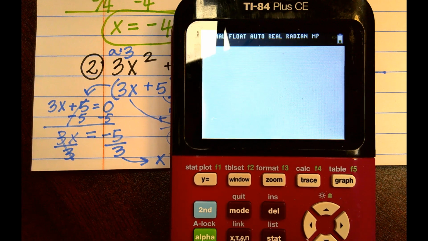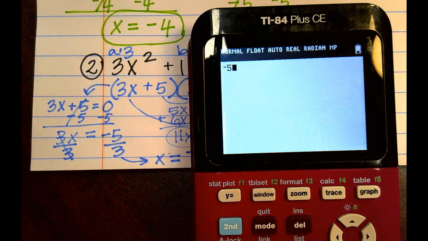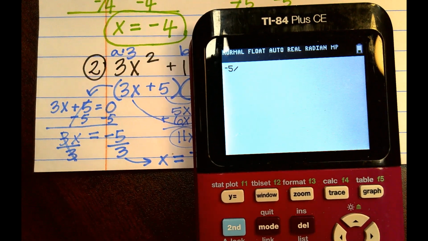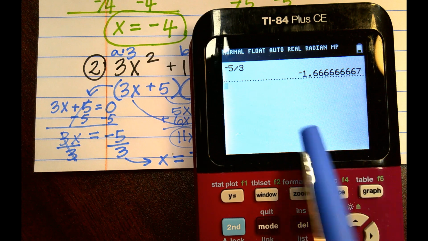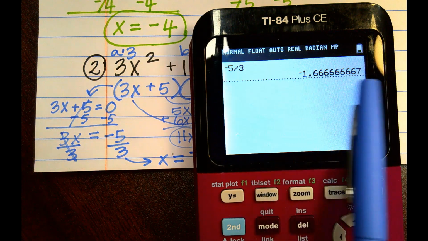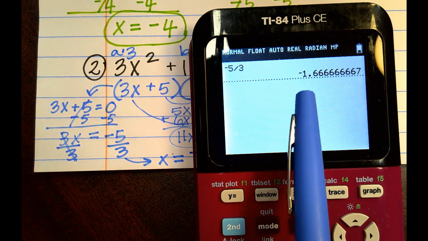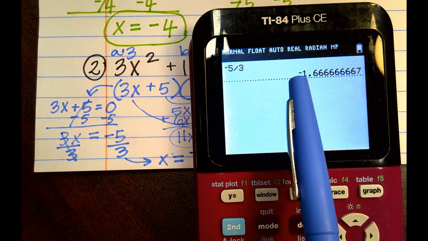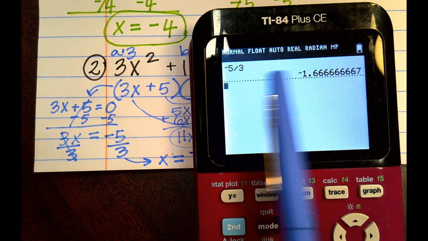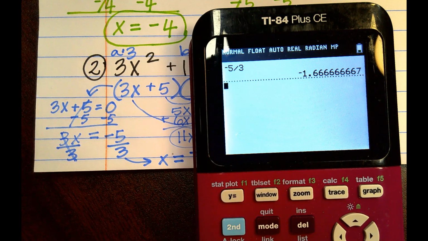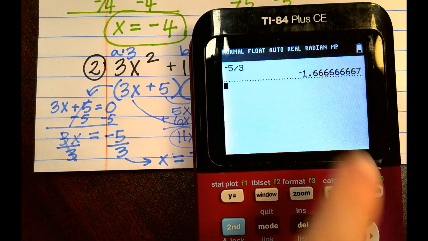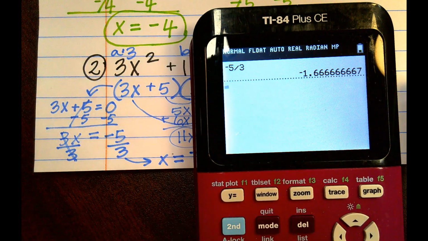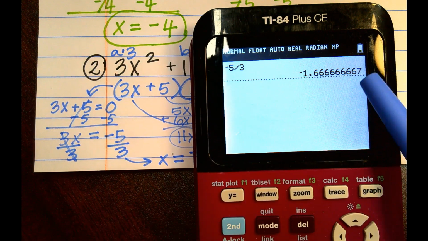So negative 5 divided by 3, and we get this. What's happening here is it's actually not this number of 6s and a 7 at the end. This is a repeating decimal, which means that the 6 actually goes on for infinity, forever. It never ends. It just can't fit on the calculator, so it rounds up the last digit.